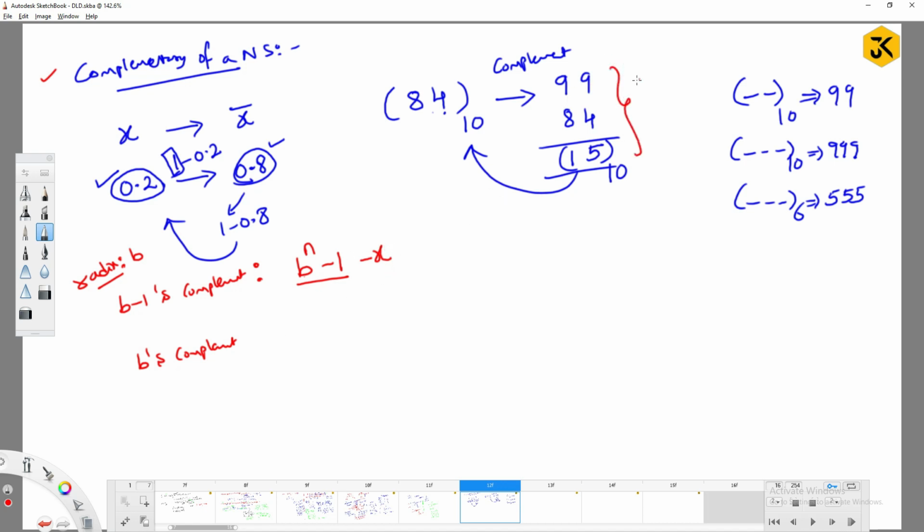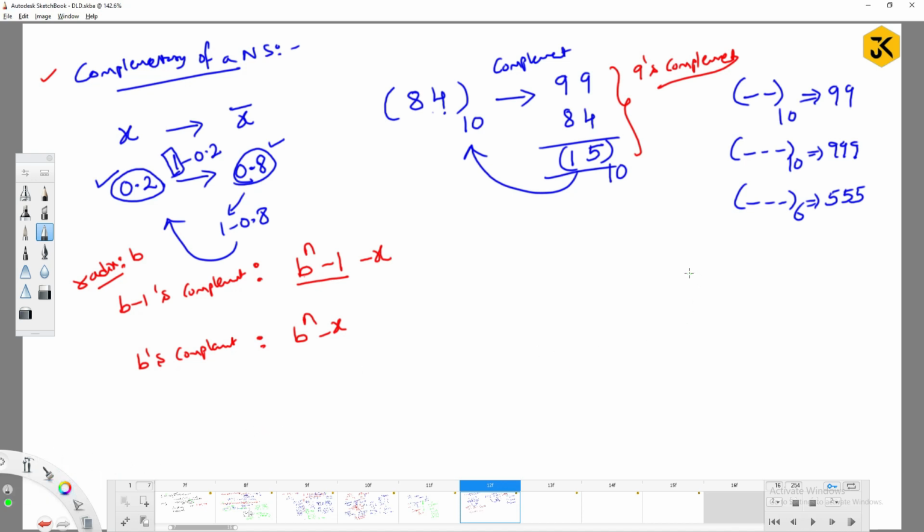So this one I can call the b minus 1's complement, and alternatively I can call it the 9's complement, right? What about the b's complement? Simply we can write it as b power n minus x, right? Why are you getting it? See, you have studied this earlier already.